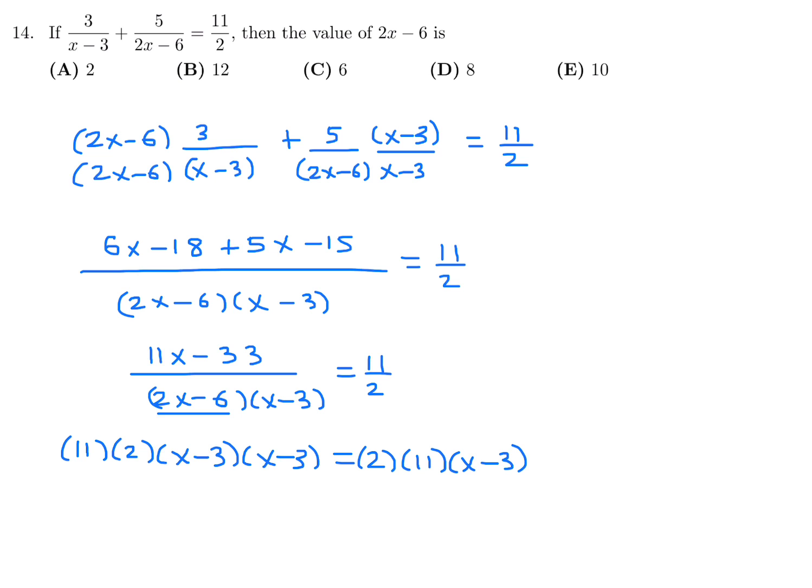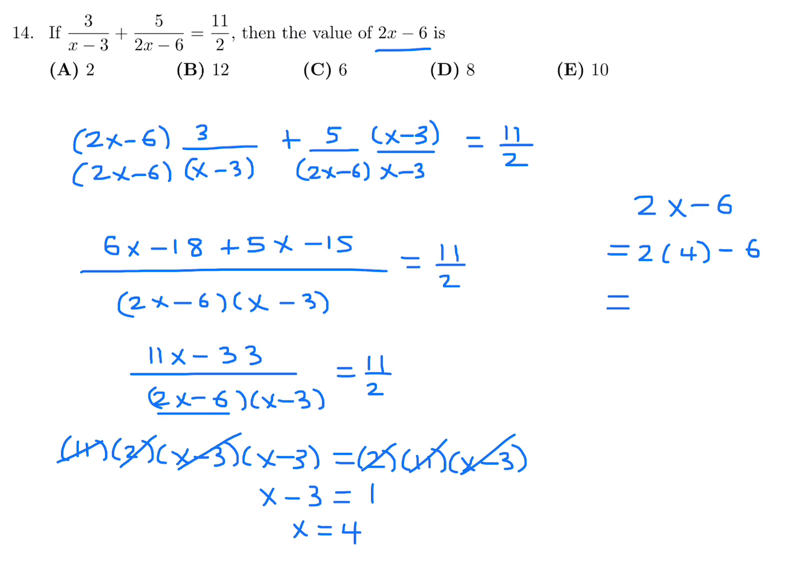So the good news here is that a lot of stuff cancels. The 11s cancel, the 2s cancel, and one of these x minus 3s cancels. So all I'm left with is x minus 3 is equal to 1. So therefore x is equal to 4. And they want me to figure out the value of 2x minus 6. Well, x is equal to 4, so 2x minus 6 is equal to 2 times 4 minus 6, and that is 8 minus 6, which is 2. So number 14, the answer is A.